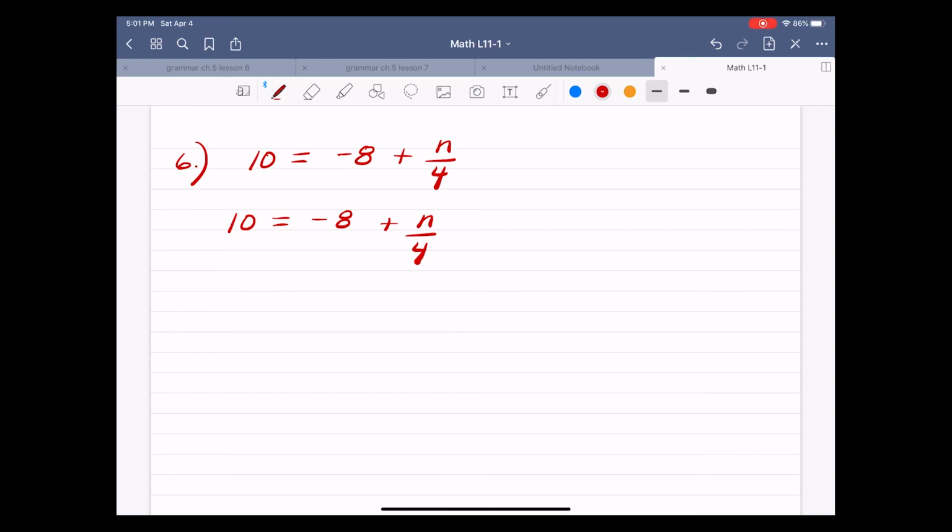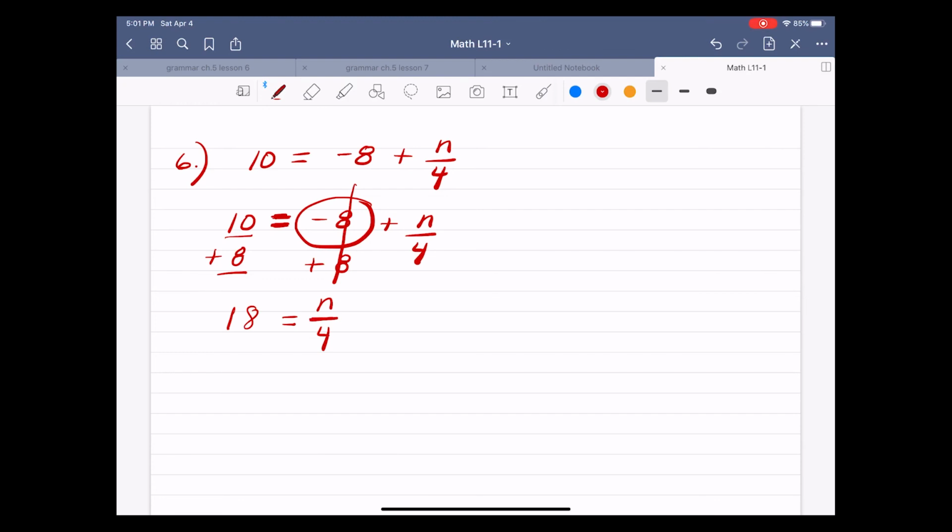The first thing we can get out of the way is this negative 8. So in order to use the inverse operation and undo minus 8, we're going to add 8. If we add 8 to the right of the equation, we're going to add 8 to the left side. Negative 8 plus 8 adds up to 0, and we're left with n divided by 4 equals 10 plus 8, which is 18.